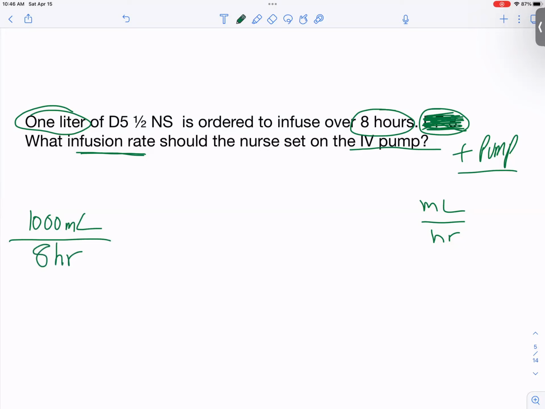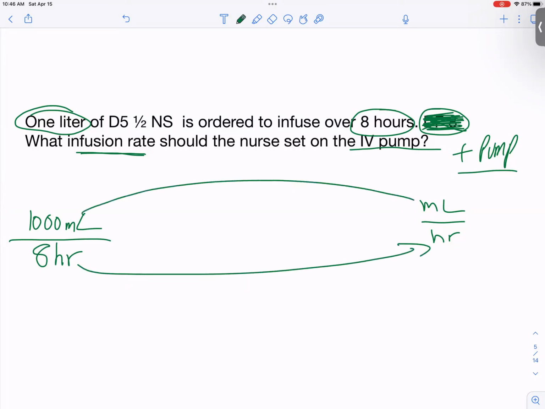That's it. I got everything I need. I didn't need a drop factor or anything else. It's 8 divided into 100, and that will give me 125 milliliters an hour.